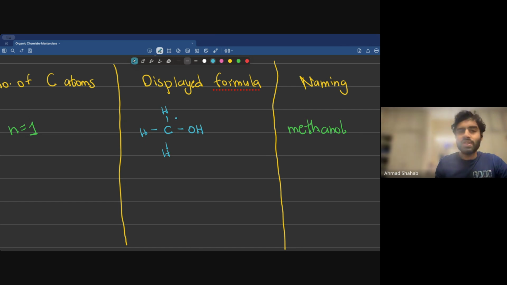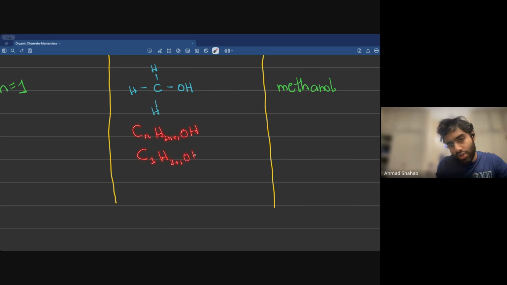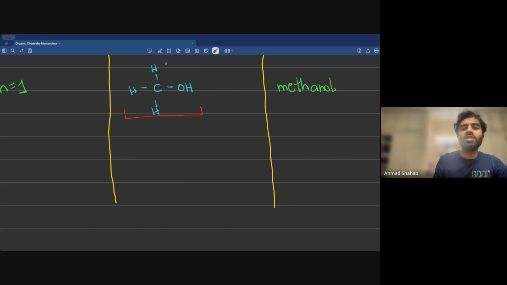And as you can see, we have one carbon, four hydrogens, and one oxygen. We have one carbon, three hydrogens here, and then an OH. So this perfectly fits in with the general formula, CnH2n plus 1 OH. If n is 1, C1 H2 plus 1 OH. So this is CH3OH, and that is essentially what is happening. If I were to ask you to draw the structural formula out of the displayed formula, you would say CH3OH.